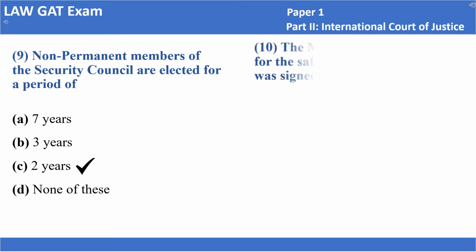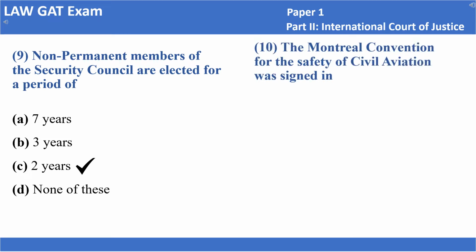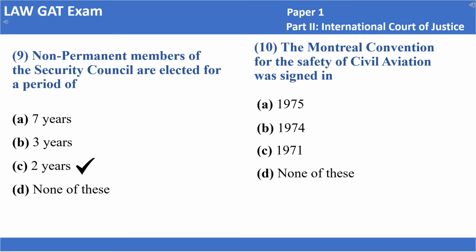The Montreal Convention for the Safety of Civil Aviation was signed in, is it option A, 1975, option B, 1974, option C, 1971, or is it option D, none of these? The correct answer is option C, 1971.